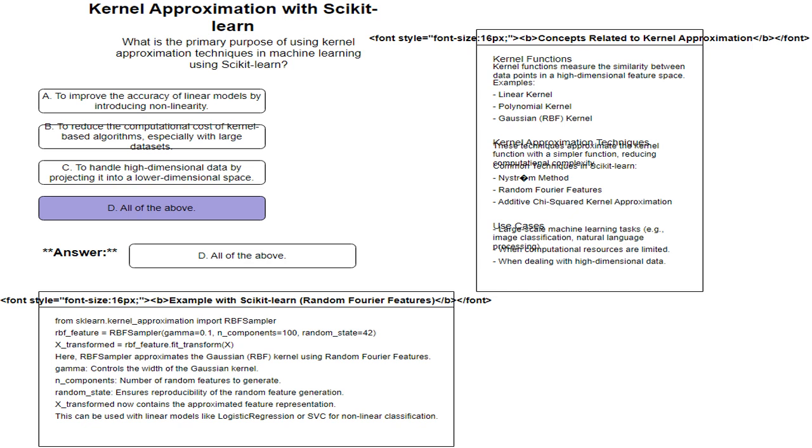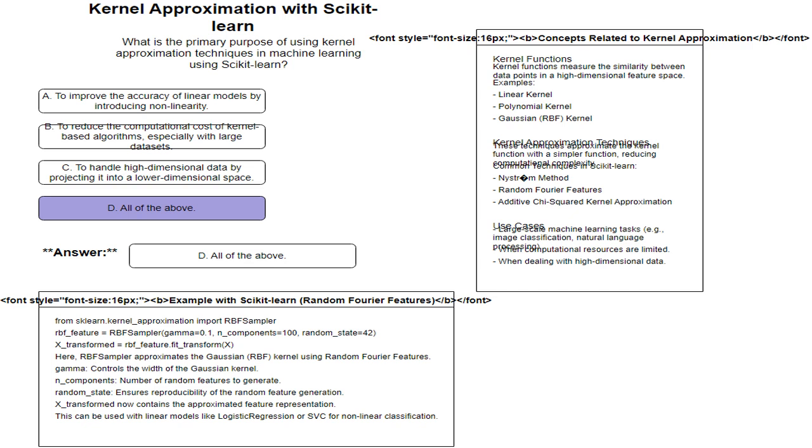Large-scale natural language processing: kernel approximation can handle large amounts of text data, enabling efficient text classification and sentiment analysis in applications like social media monitoring and customer reviews. Personalized recommendation systems: kernel approximation can scale personalized recommender systems to handle vast user data and item information, allowing for efficient recommendation generation.